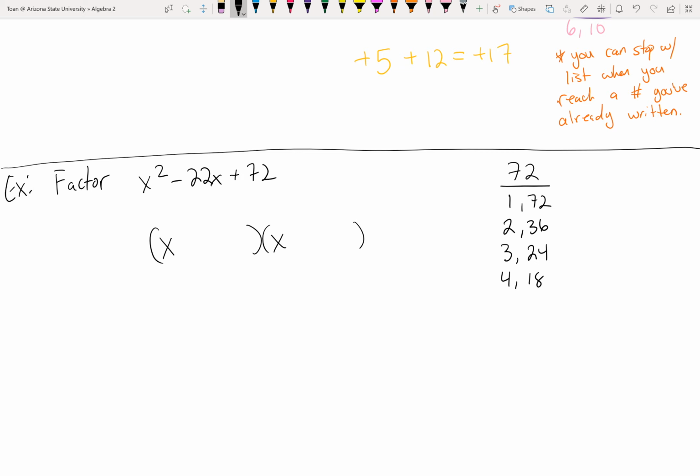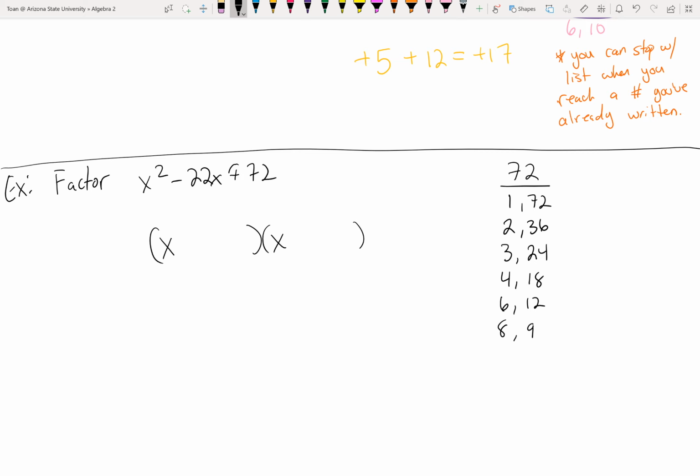What about 5? 72 divided by 5 is a decimal. Skip it. Move up to 6. 72 divided by 6 works. 6 and 12. 72 divided by 7 doesn't work. 72 divided by 8 works, gives me a 9. The next number I would guess would be a 9, but since I've already written it down, I can stop.